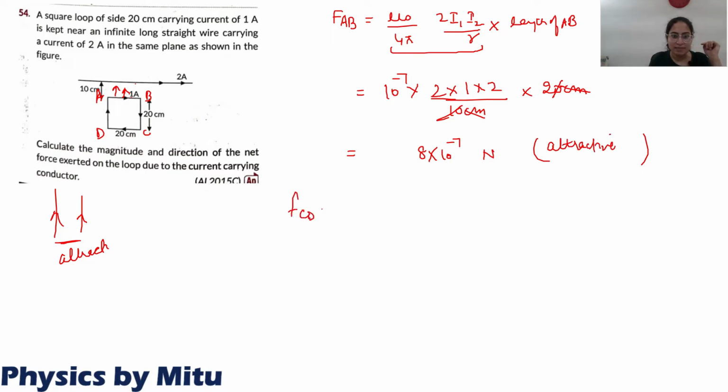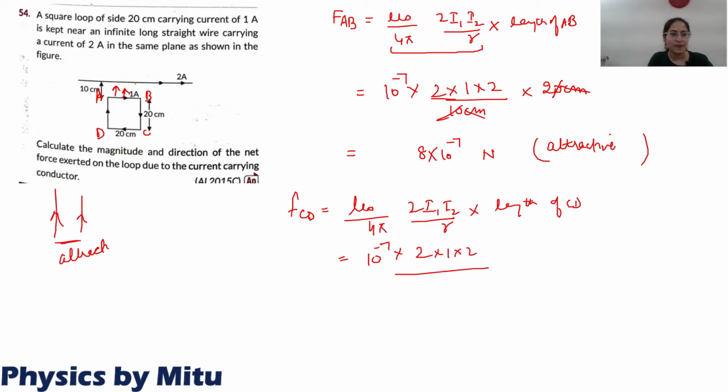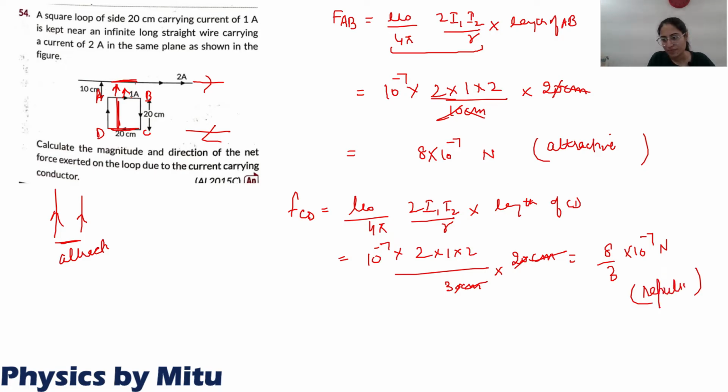Now force on CD part will be mu naught upon 4 pi, 2 I1 I2 upon R into length of CD. 10⁻⁷, 2 into 1 into 2 upon the distance between this wire and CD part, which will be 20 plus 10, 30. ये part 10 हो गया, this is 20. So 30 centimeter. Length of CD is 20 centimeter. This is 8 by 3 into 10⁻⁷ Newton, and the force will be repulsive क्योंकि opposite direction है. Repulsive force.